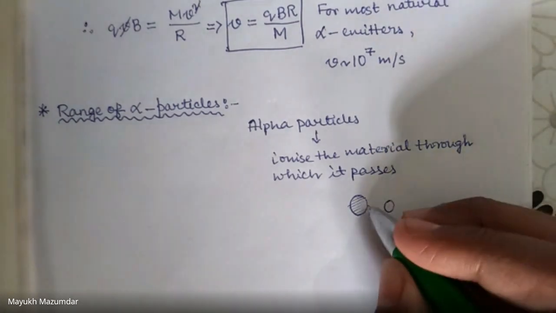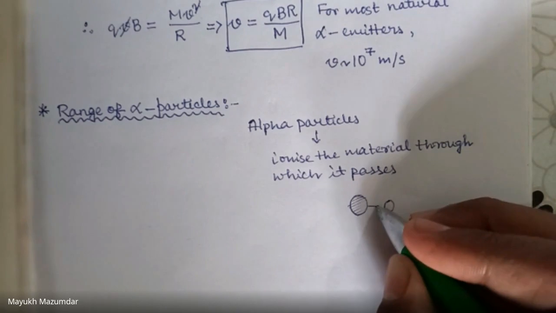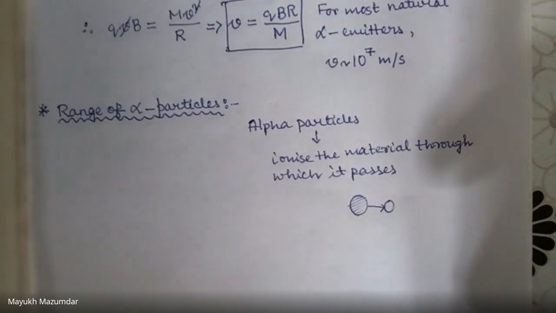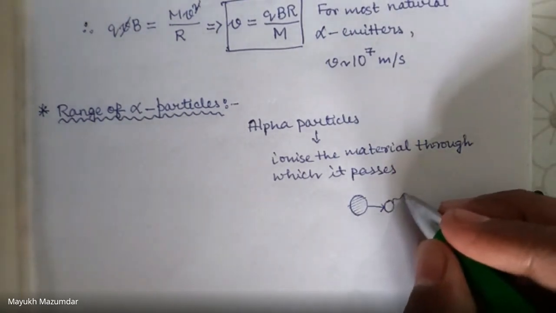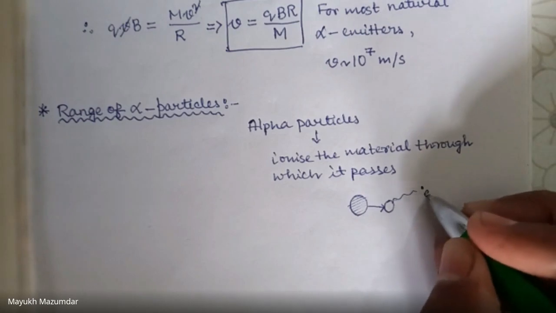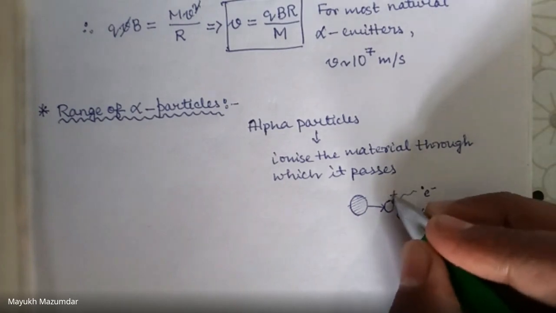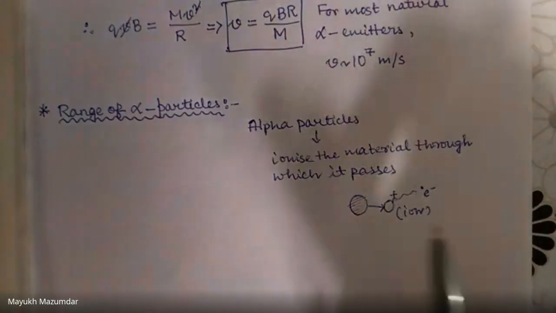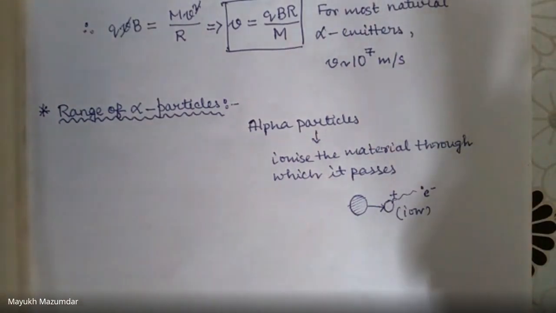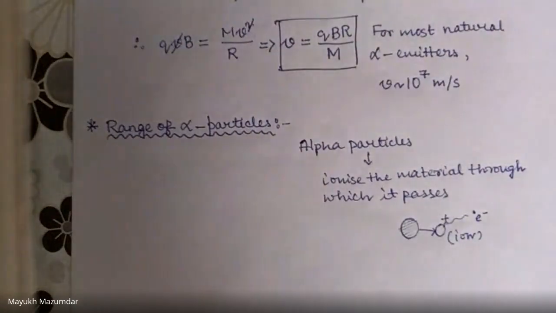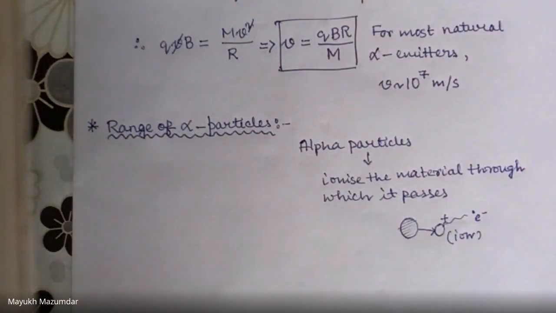So due to this massiveness, when it hits a material atom, what happens? It can knock off the outermost electron from the atom. Hence, this atom now becomes an ion. So this is a very important property of alpha particles. Now suppose you have projected alpha particles to a medium, say solid medium. It will go on ionizing, and with each ionization, what happens?